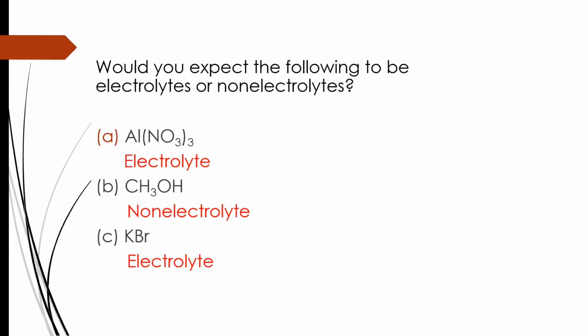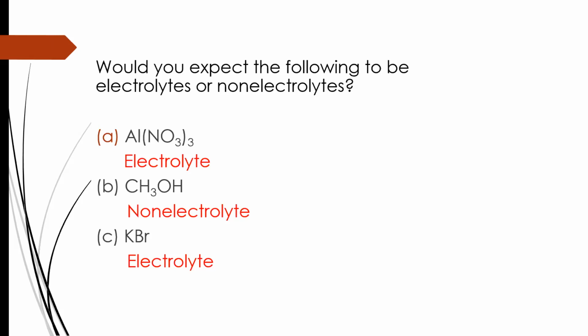The second one, B, is all just nonmetals. We have no metal in there. That's called methanol, so that is going to be a non-electrolyte. And then the last one, KBr, is going to be an electrolyte because that is an ionic compound. So when they're asking you if something is an electrolyte or non-electrolyte, really they're asking you, is it something that's going to form ions? So be thinking ionic compounds, polyatomics, things like that.